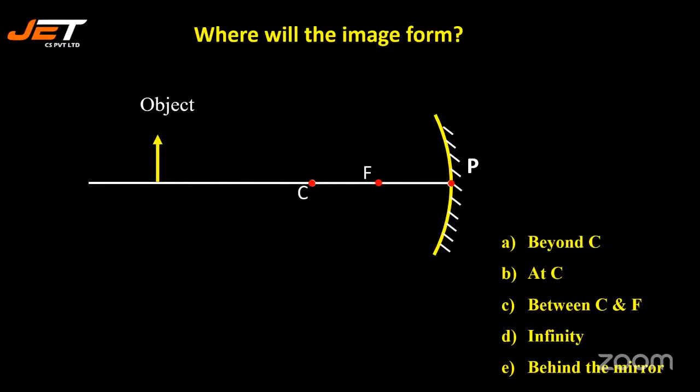Next one. So observe this picture. So here is the object. Beyond the center of curvature, we have an object. That is radius of curvature. Okay, center వెనకాల మనకి ఆబ్జెక్ట్ ఉంది. సో ఇమేజ్ ఎక్కడ ఫామ్ అయ్యే ఛాన్స్ ఉంటుంది? Where will the image form in a concave mirror when the object is placed beyond the C?